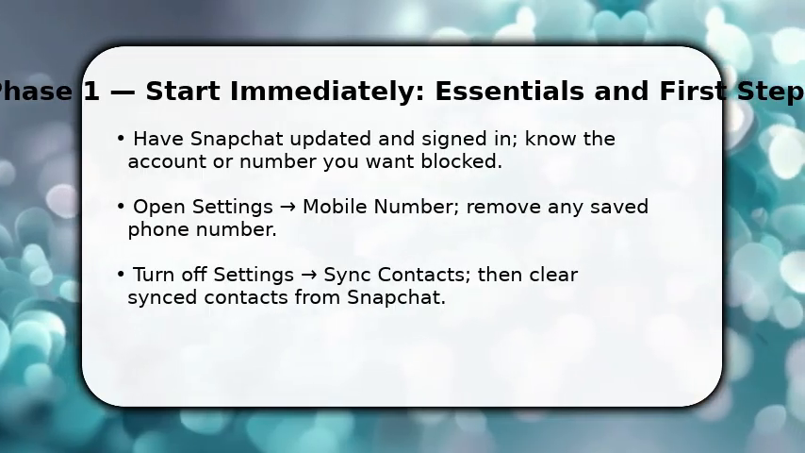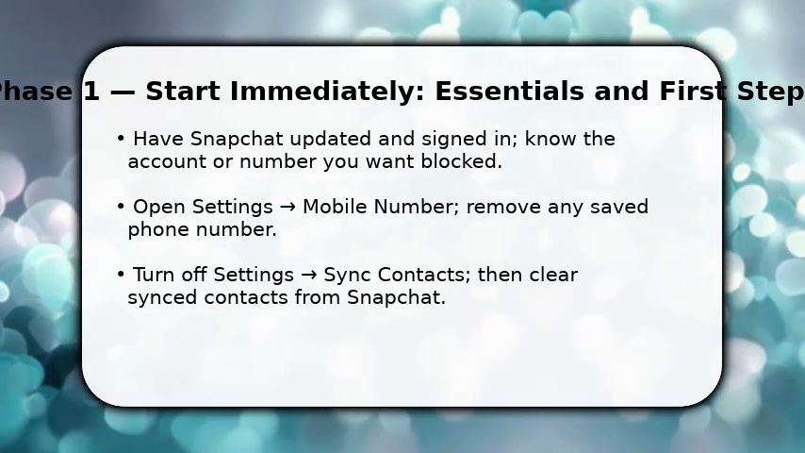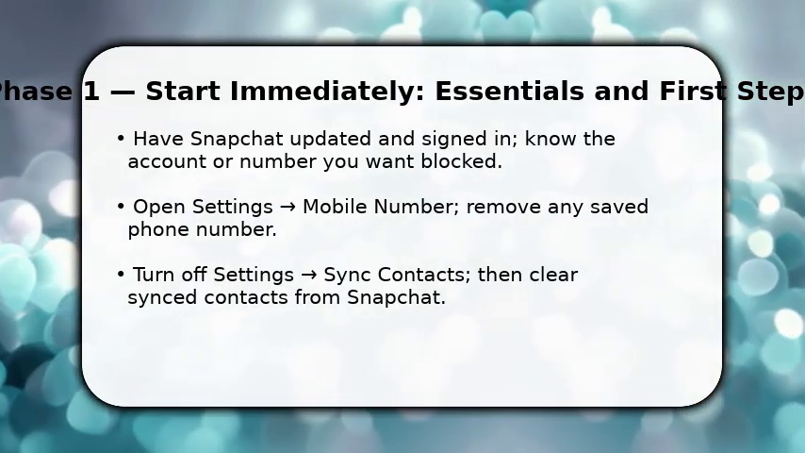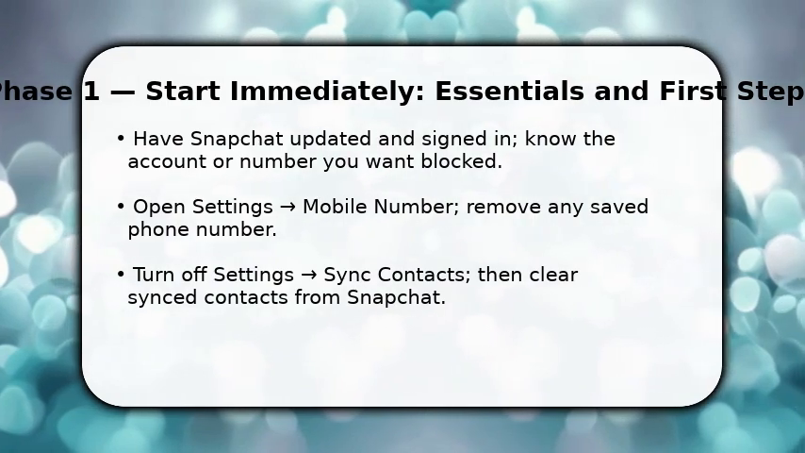Make sure you also clear synced contacts in Settings. That severs the app's local copy. Do this now because blocking numbers later won't stop matches if sync is on. These steps cut the pipeline that lets phone numbers appear.